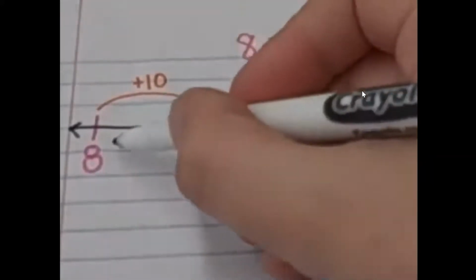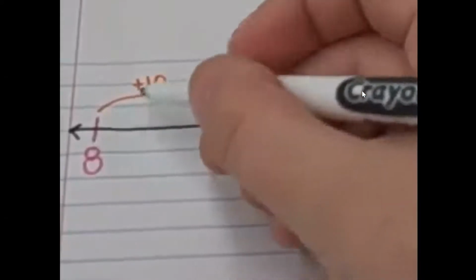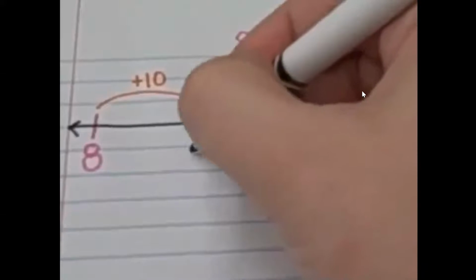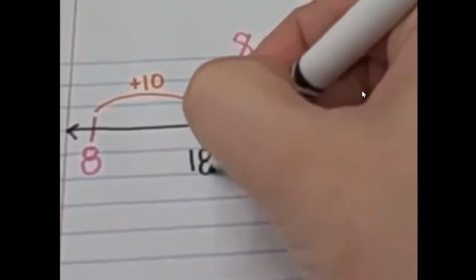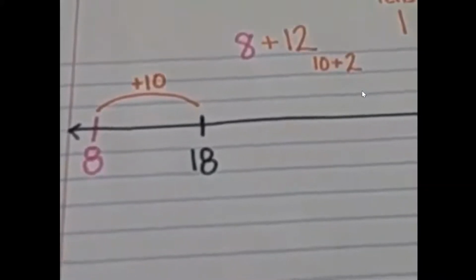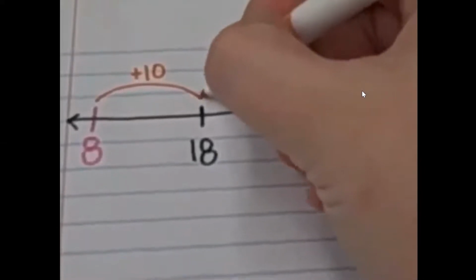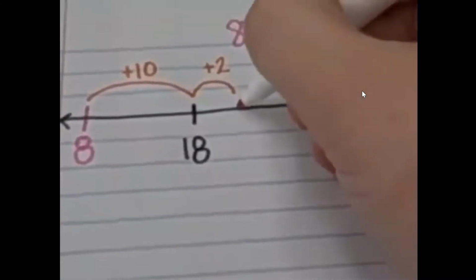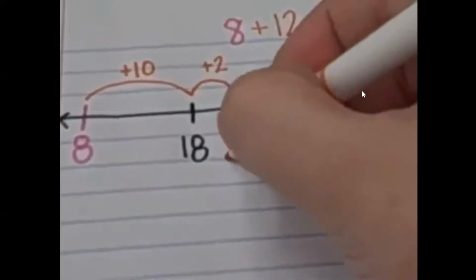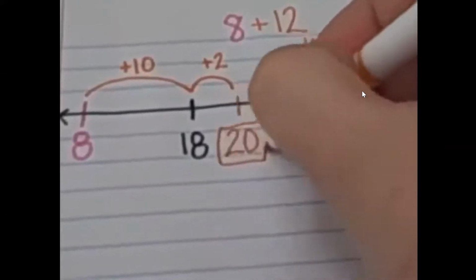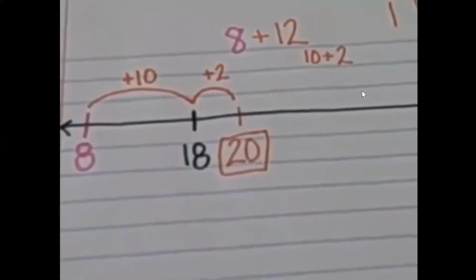Now your kids should be able to add 8 and 10 very easily. 8 and 10 is 18. But I'm not done yet. That's just the middle of the road for right now. The next part is going to be to add the 2 from 12. So I'm going to make a smaller jump, plus 2, which will give us our total of 20, our final answer.